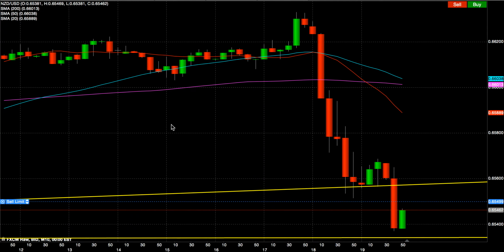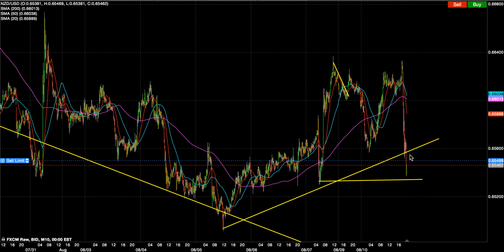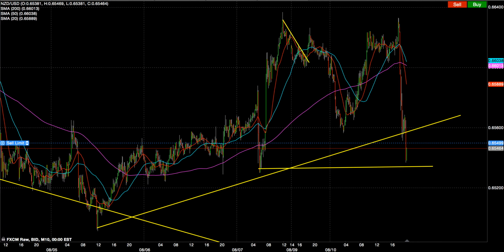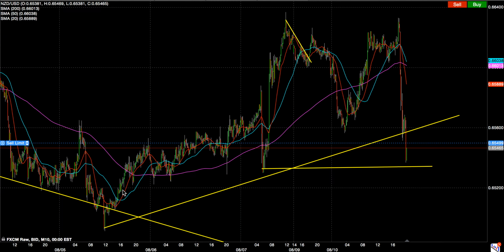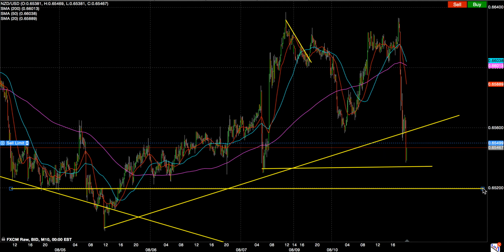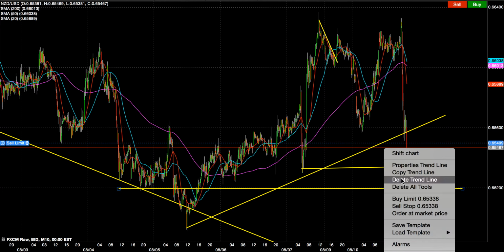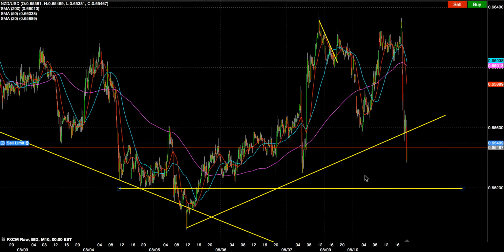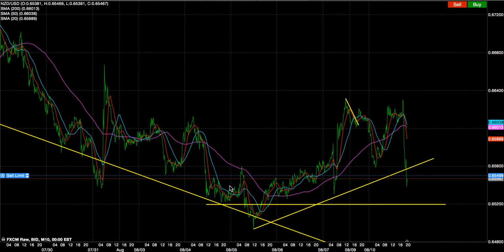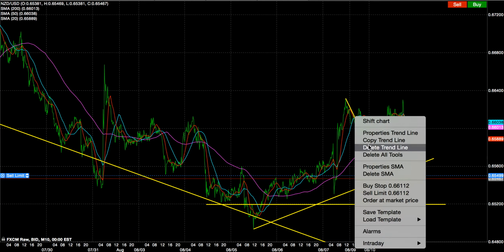Now, should this come back and retest that trend line here from the underside, this could trade down here. So I'll get rid of this line here. I don't want too much going on here. Let's get rid of that.